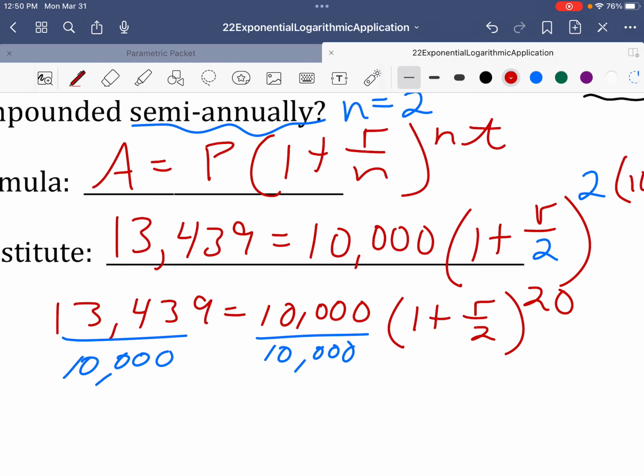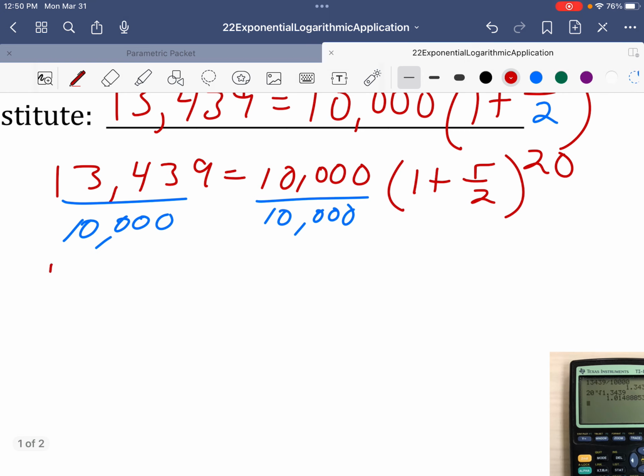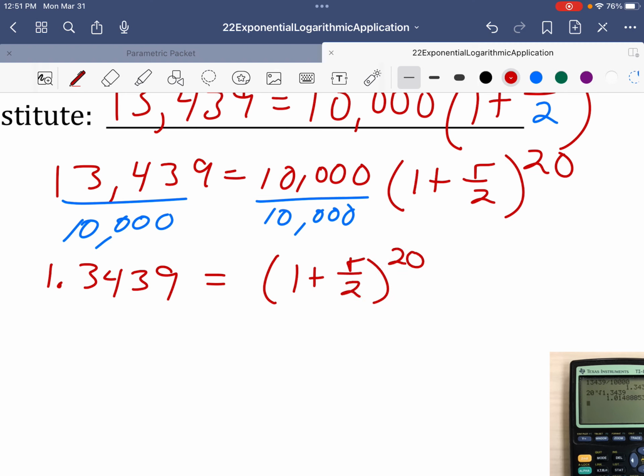And when I divide by 10,000, you can use a calculator if you want to, but it's basically just going to move the decimal place 4 places, so we end up with 1.3439. I'm not going to round that because I already have all those decimals anyway. Well, the next step is to do something to get rid of 20. And again, don't use a log because I know what the exponent is. I'm not trying to solve for the exponent.